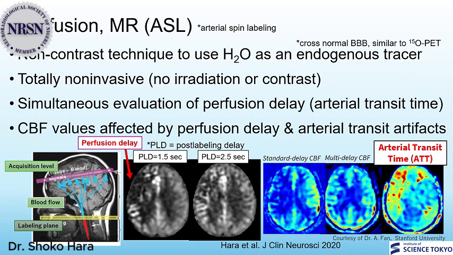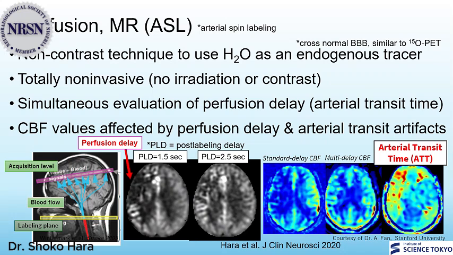In the setting of arterial stenosis, CBF values are strongly influenced by delayed arrival of labeled water molecules. For example, in this case, with a short post-labeling delay, the affected region may appear to have reduced CBF. However, with a longer post-labeling delay, the CBF no longer appears decreased as it does with a short post-labeling delay. Thus, if the post-labeling delay is too short, CBF can be underestimated in patients with arterial stenosis.